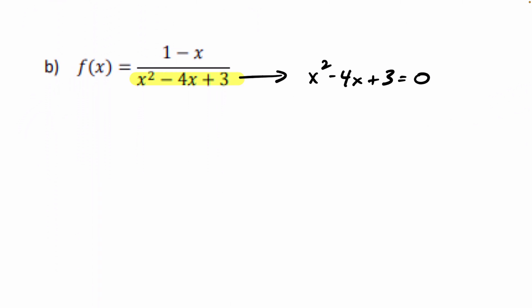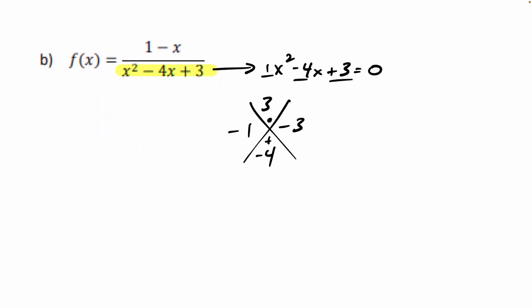Okay, so a is 1, b is -4, c is 3. We multiply a times c. b is -4, so we think, what are the 2 numbers that multiply to be 3 and add to be -4? -1 and -3. a is 1, so we don't need to divide by anything, so we just say x minus 1 and x minus 3. You can divide by a, but a is just 1, so it stays the same.